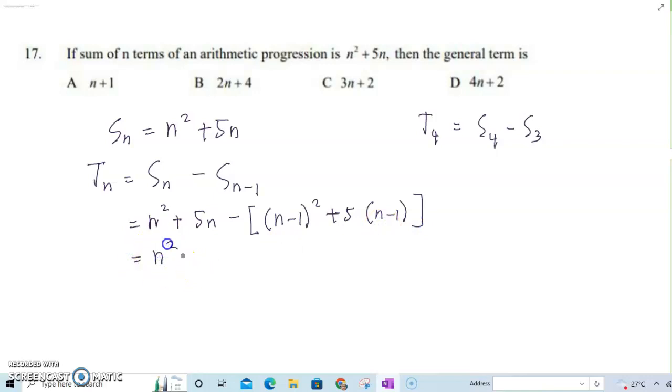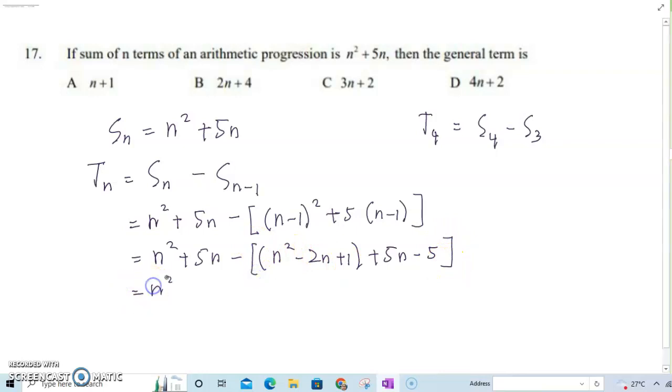So, n square plus 5n. This one, cikgu expand. So, n square minus 2n plus 1 plus 5n minus 5. Okay, ini still dalam bracket. Okay, n square plus 5n. Okay, minus, kita akan simplify dalam bracket first. Okay, we get n square minus 2n plus 5n will be plus 3n. Plus 1 minus 5 will be minus 4.